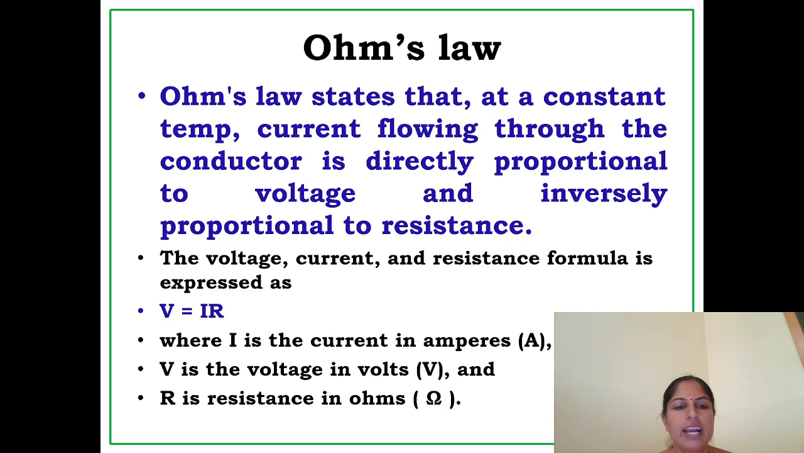The voltage is like the water pressure pushing the water, the current is the amount of water flowing, and resistance is the size or blockage in the pipe. If the pressure increases, more water flows. If the blockage increases, less water flows. Similarly, in an electrical circuit, increasing voltage increases current, while increasing resistance decreases current.